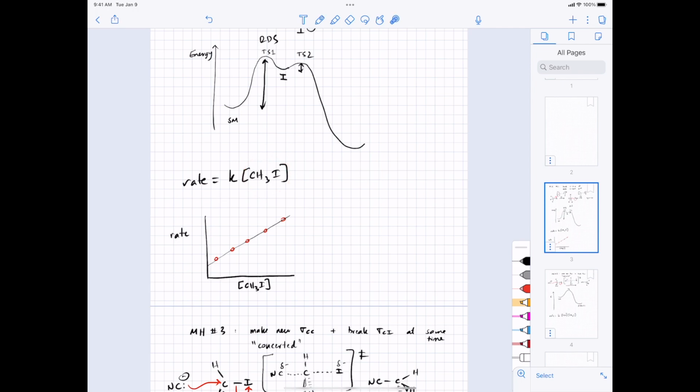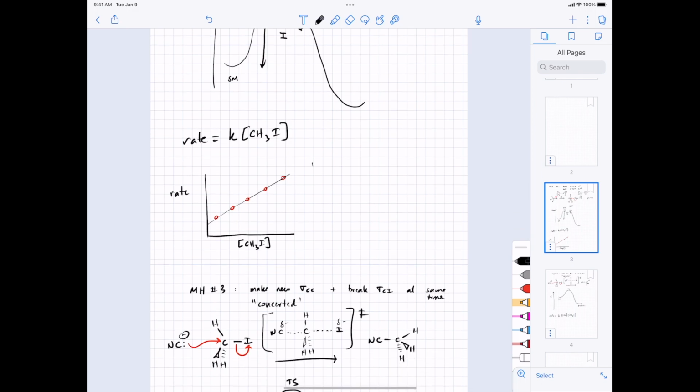By the way, if the rate increases linearly with concentration, we will say that the reaction is first order in methyl iodide. Another way of thinking about that is that the exponent on the concentration term is 1, or that only one molecule of methyl iodide is involved in the rate determining step.